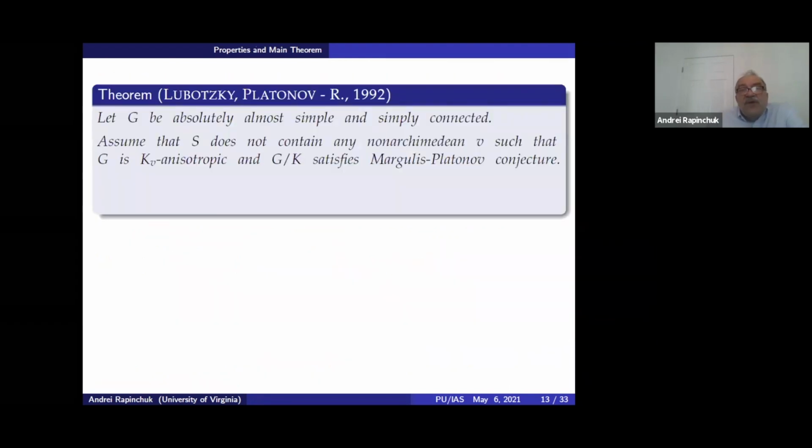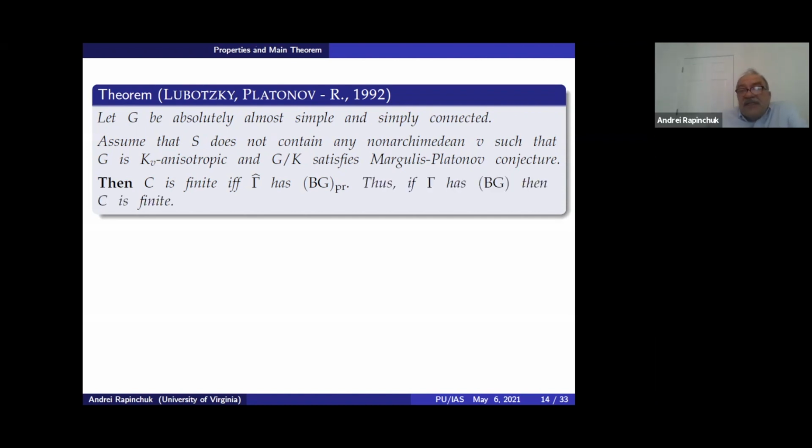Now, the following theorem was proved by Lubotzky, Platonov and myself. Let G be an absolutely almost simple algebraic group. Now, I need to include one technical assumption, but you don't need to pay attention to this. It refers to the so-called Margulis-Platonov conjecture, which is almost a theorem. So I need to put this to make the theorem correct. The main part is that the congruence kernel is finite if and only if the profinite completion has bounded generation as a profinite group. In particular, if gamma itself has bounded generation as a discrete group, then C is necessarily finite.